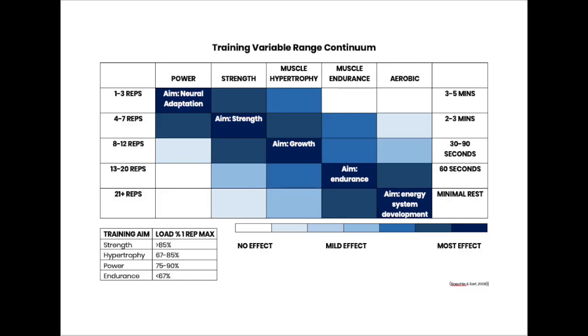So here you can see the graph of the training parameters, the rest, the sets, the reps, and you can see that there is some overlap. It is a continuum, so there will be some crossover if you're training strength and hypertrophy. Also, a point worth mentioning is whether you are a trained or an untrained individual will have a big impact on that initial training stimulus. So if you are untrained, you've never really trained strength and conditioning before, you are probably going to have a very big stimulus to the strength training initially.